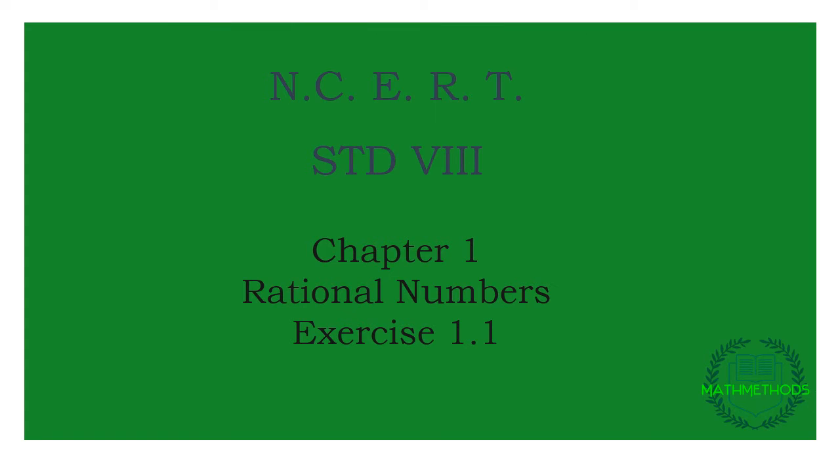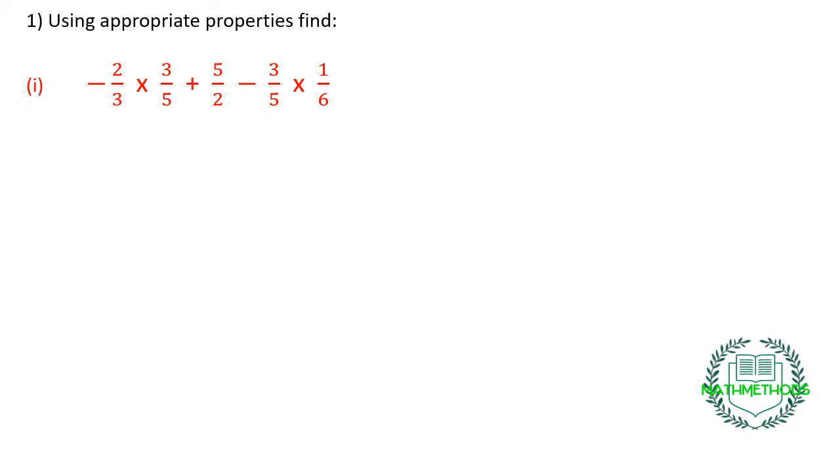Chapter 1, Rational Numbers. Exercise 1.1, Question number 1. Using appropriate properties, find. Example 1: minus 2 upon 3 multiplied by 3 upon 5 plus 5 upon 2 minus 3 upon 5 multiplied by 1 upon 6. First, let me remind you of the rule to solve such a mathematical expression.